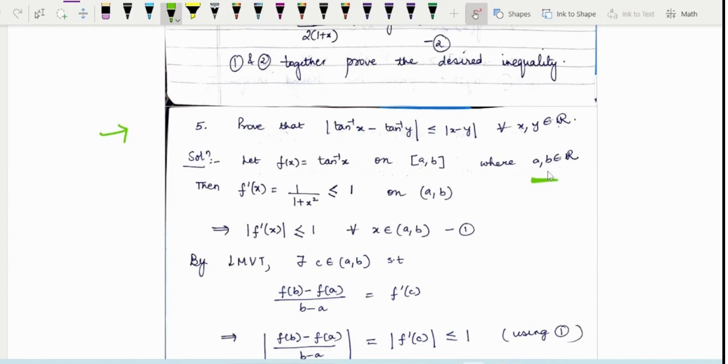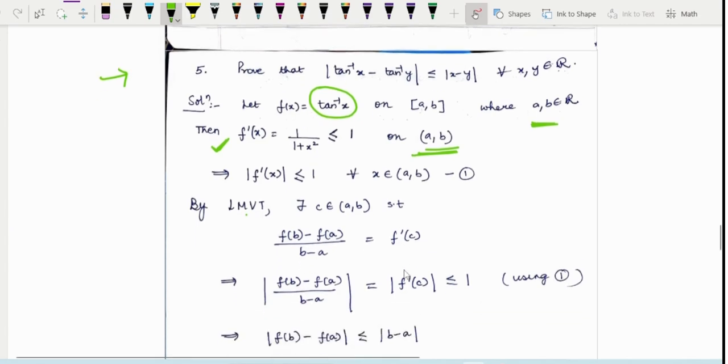So let's fix up the choice of a and b and define f(x) as tan inverse x. What will happen to f dash x then? F dash x clearly is 1 upon 1 plus x square, which is less than equal to 1 on any subset of R, any interval lying in R, we see that mod of f dash x is less than equal to 1. But your Lagrange's mean value theorem says what? Since f is a continuous and differentiable function on [a, b], there is a c belonging to (a, b) such that (f(b) minus f(a)) upon (b minus a) is f dash c.